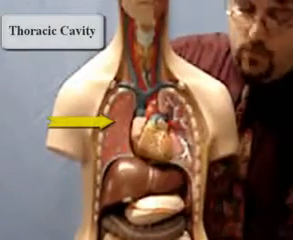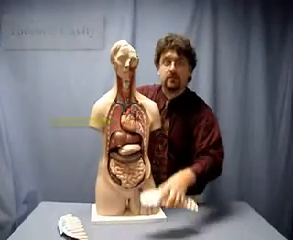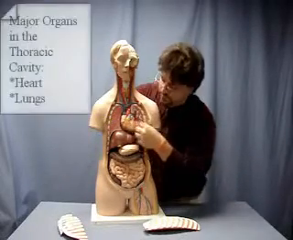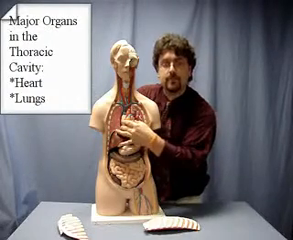The thoracic cavity, of course, is where the ribs live. And underneath the ribs, if we were to pull them apart, don't worry, Oscar doesn't mind here, you have the lungs, make sure I'm touching the right thing here, the lungs and the heart.